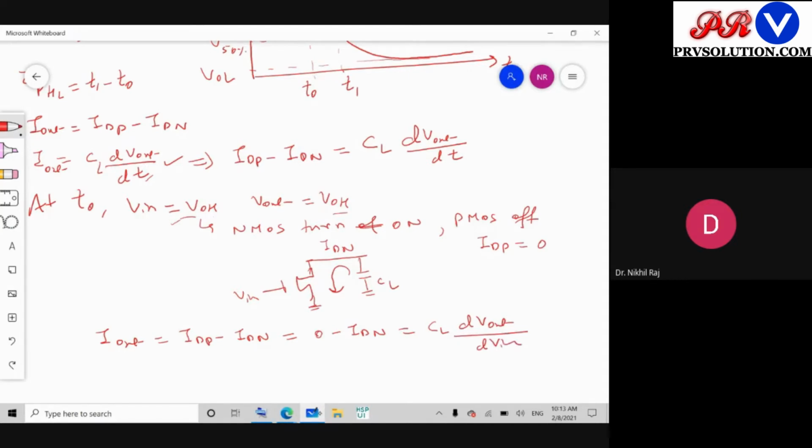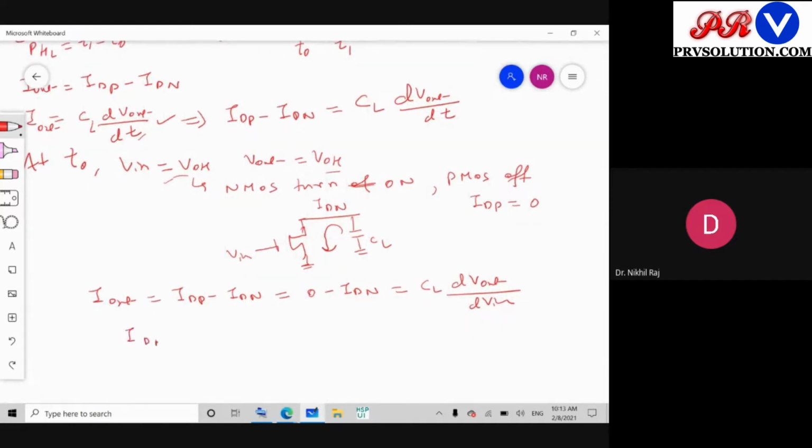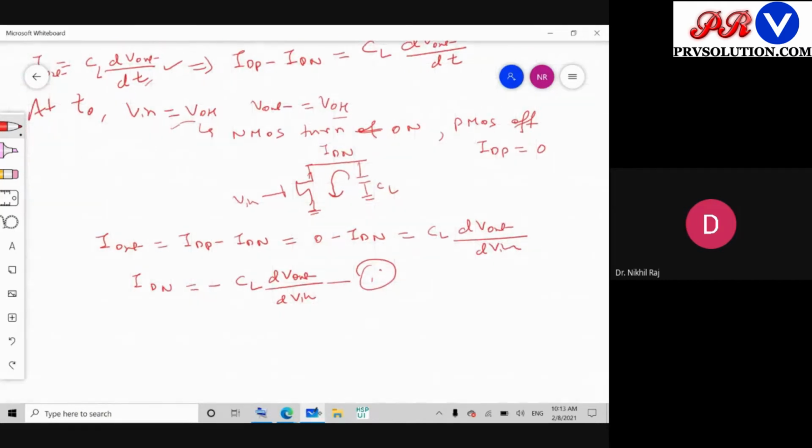Okay, so this is one expression, that IDN I can write here as minus CL into dVout by dVin. So this is the expression which I will use here. This is number one. Now the second observation is the operating region. Now we have to analyze the operating region.